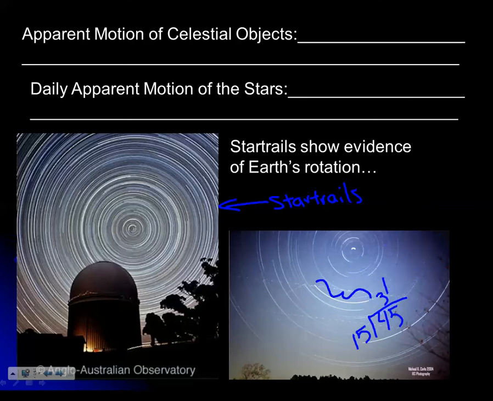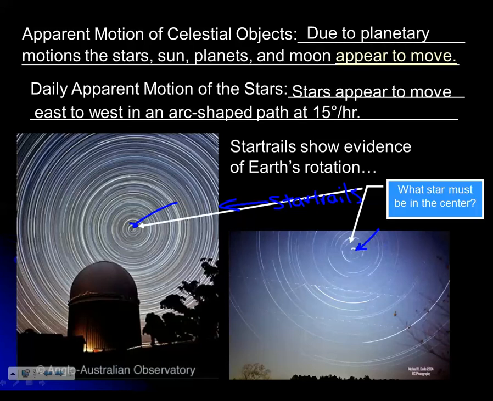Now, one of the questions I had thrown up here, but it just disappeared on me, is what must be at the center? What's that bright smear right there at the center of these two photographs? And remember that everything seems to be going around it. So if you're thinking, hey, that must be the North Star, you're right. That's Polaris. And it's the same thing over here too, Polaris. So it's pretty cool to see a picture like this.